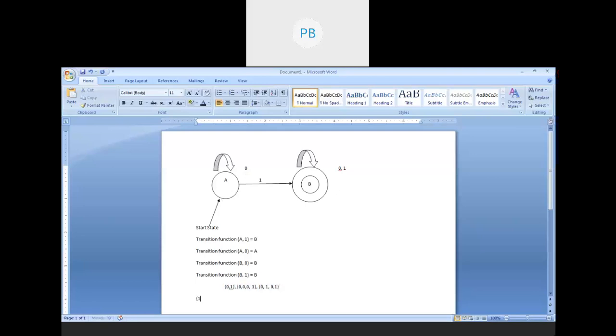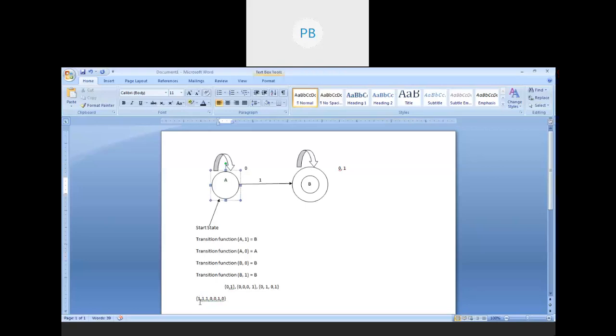Suppose I have a string 1 1 1 0 0 1 0. Let me check whether the string is acceptable by this DFA or not. That means from the initial state to the end state, we have to move. When we move through these input symbols, and at the end, if we reach the final state, or retain in the final state, it means this particular string is acceptable by the DFA. So let us check.